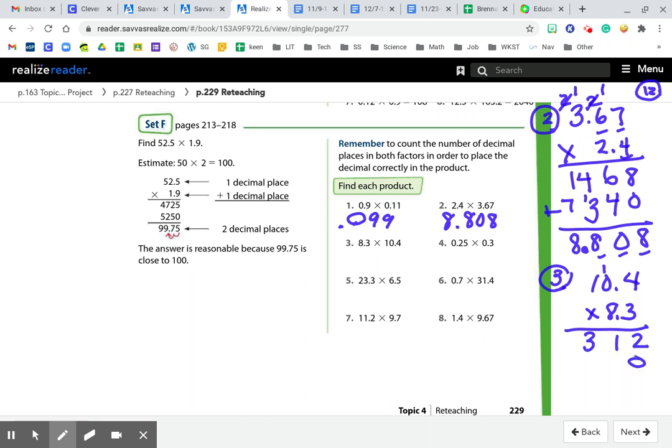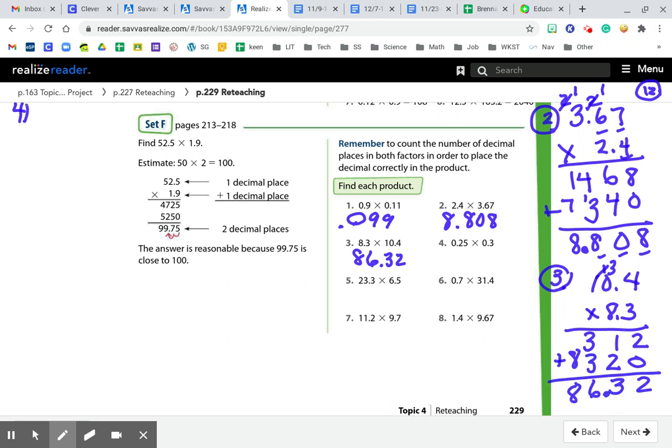Shift over. 8 times 4 is 32. 8 times 0 is 0, plus 3. And 8 times 1 is 8. Add my digits. 2 digits in decimal place value in the problem, 2 in the answer.